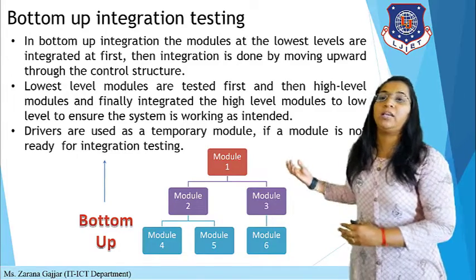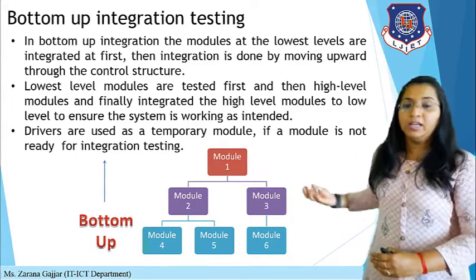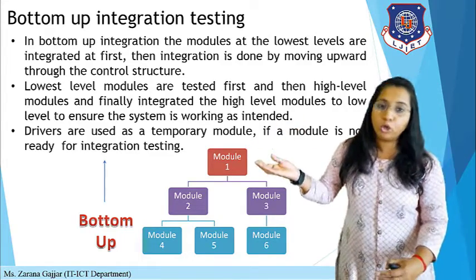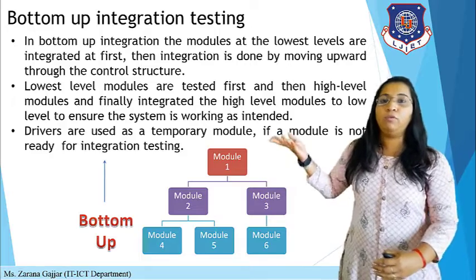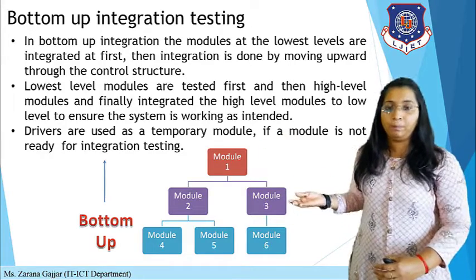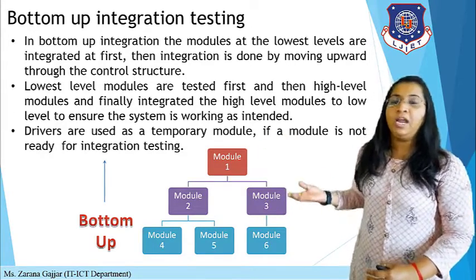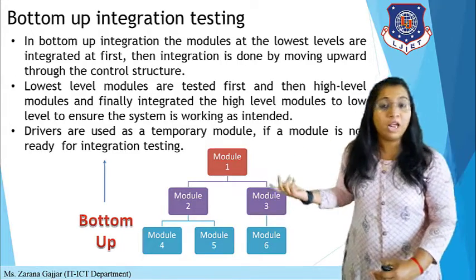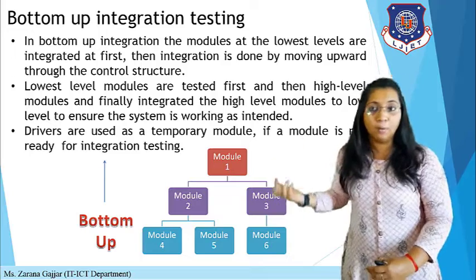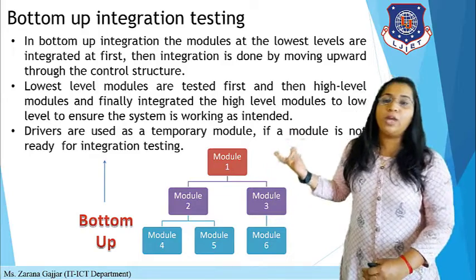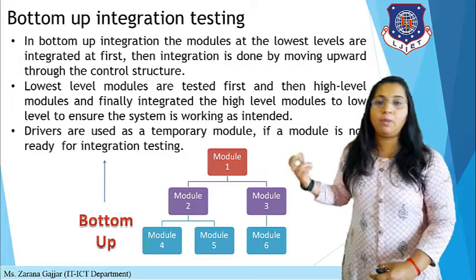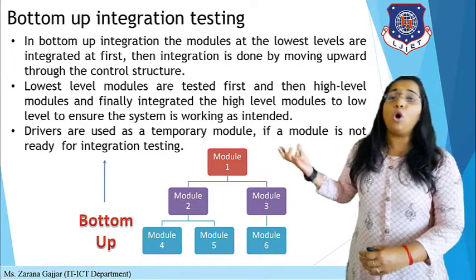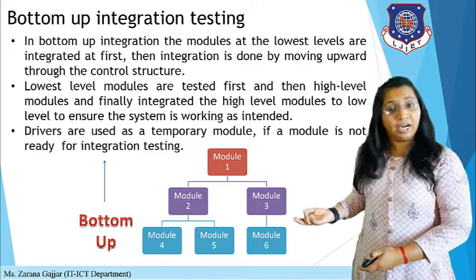Okay, so first you are checking module 4, 5 and 6, then after that you are integrating module 2 and 3, and then after that you are integrating module 1. And if any of module 1, 2 or 3 is still in the development phase, then you can use a driver. Okay, so we have also discussed driver and stub in our previous lecture. So in top down you are using a stub and for bottom up you are using a driver as a temporary module. Okay, so this is all about bottom up integration testing.